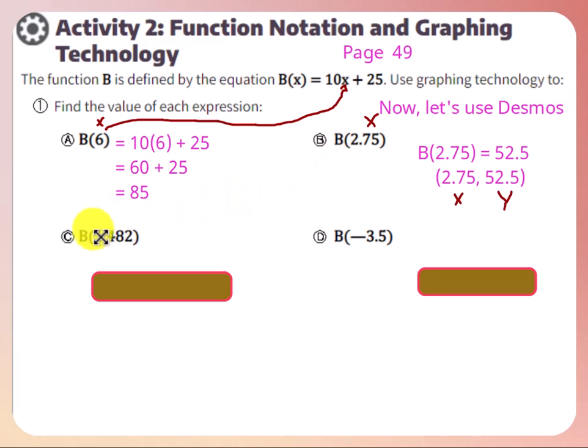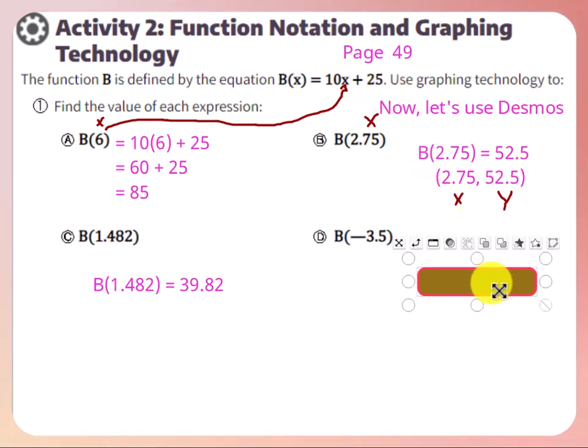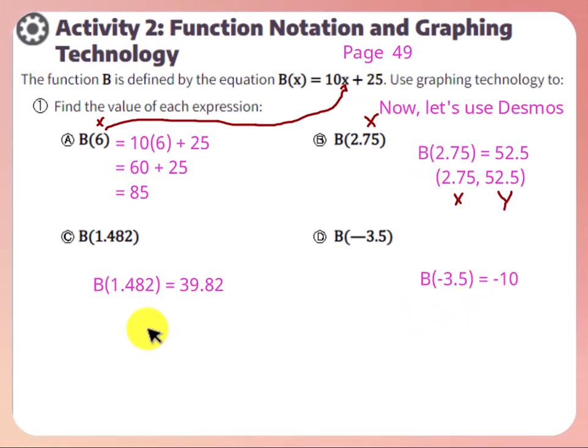All right, we're going to do the same thing for C. Use Desmos to put this number into the expression. Multiply 10 times 1.482 and then add to 25, and you should get 39.82. And then lastly, substitute negative 3.5 in for x, then add to 25, and you should get negative 10. Let me know if your answers differ from mine.